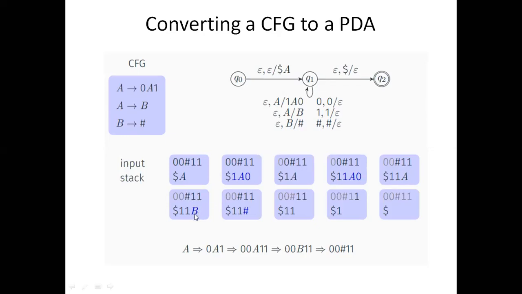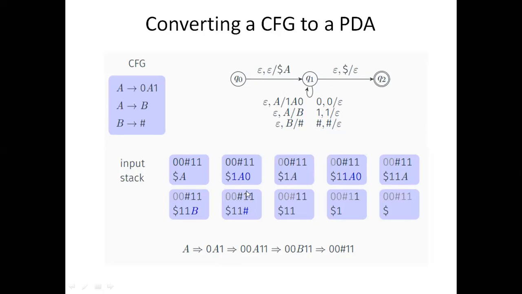So now, using this particular transition, we replace this B with hash, okay? And then if hash is there on the tape head and hash is there on the stack top, we need to perform a pop. Because hash is again a terminal symbol, we are going to add this particular transition where hash is on the tape and hash is on the stack top, perform a pop.